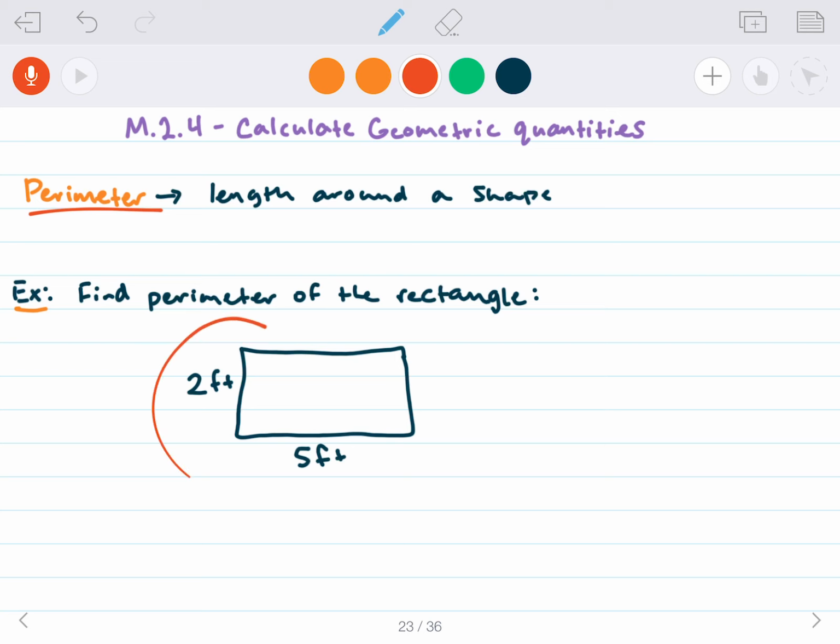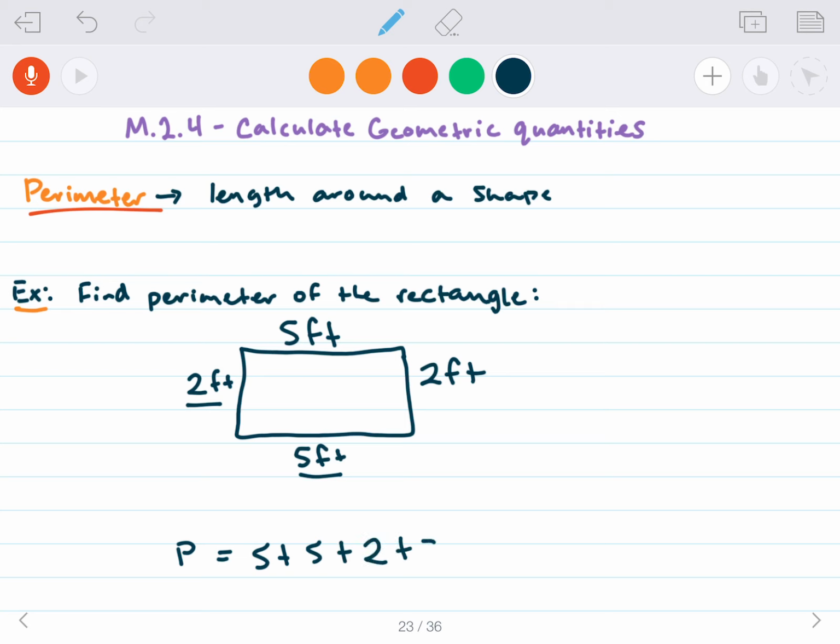So if you have a rectangle like this and you're asked to find the perimeter, you just say, well, rectangles have opposite sides equal. So if this is 2 feet, this is also 2 feet. And if this is 5 feet, the opposite side is 5 feet. And to find the perimeter, you just add all the sides up. So the 2 lengths, 5 plus 5, and then the 2 widths, 2 plus 2. Adding all this together, we get a perimeter of 14 feet. Okay, so that's the length around the object.